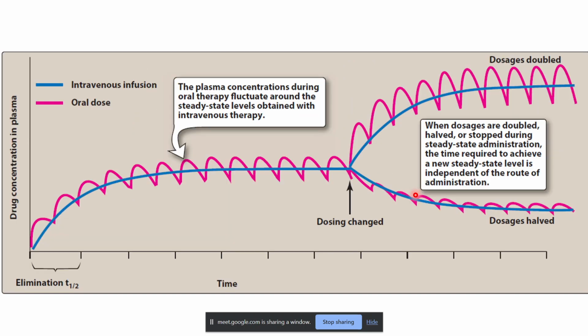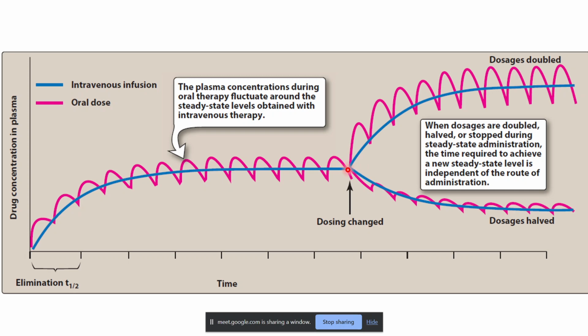And if we compare the oral and intravenous administration, the difference in the plasma concentration will be seen. With the oral administration, there are some fluctuations in the maximum and minimum concentration, while with the intravenous administration, the concentration is more steady.